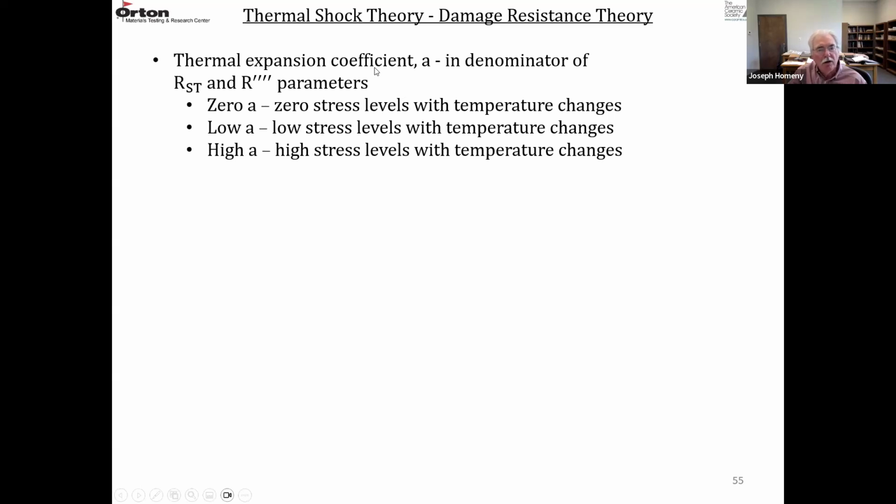So this thermal expansion coefficient in the denominator of either RST or R4 prime, like I said, you don't have a lot of control over that. If you had a 0 expansion coefficient, you have 0 stress levels as you change the temperature. That would be the ideal situation. You try to use materials with low expansion coefficients. That gives you lower stress levels as you increase the temperature. And then when you have high thermal expansion, you're going to have higher stress levels with temperature changes.